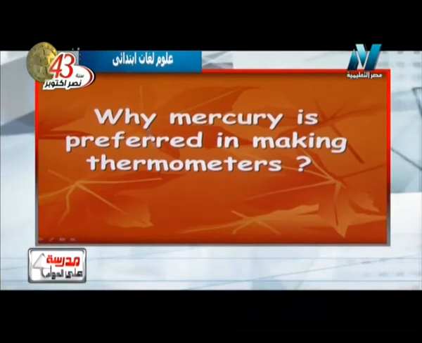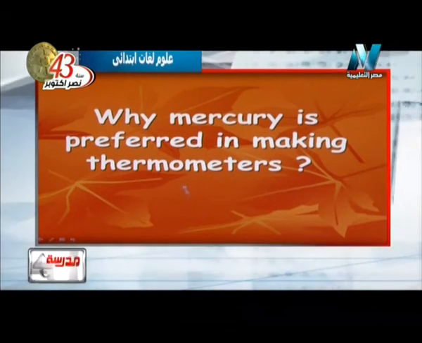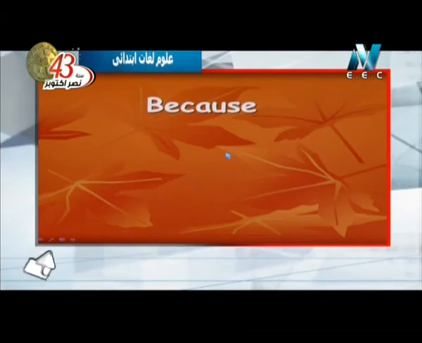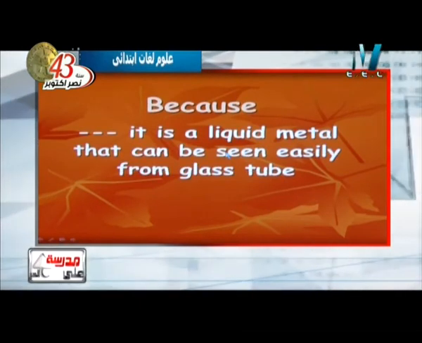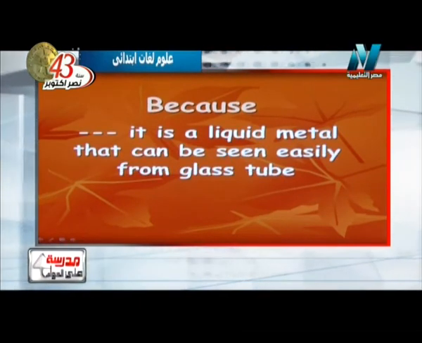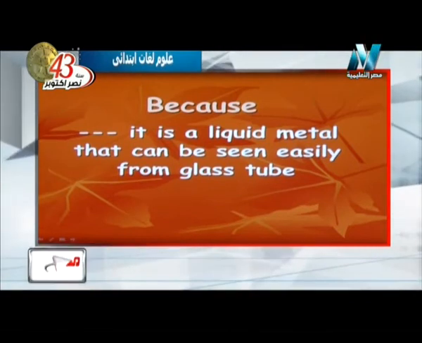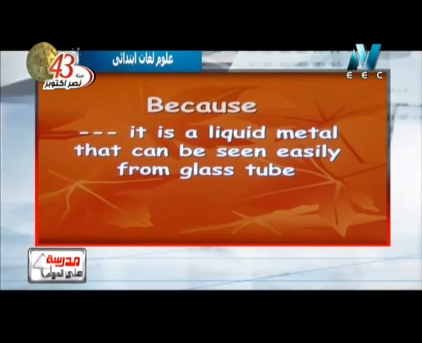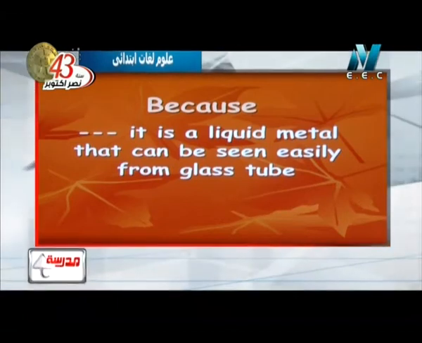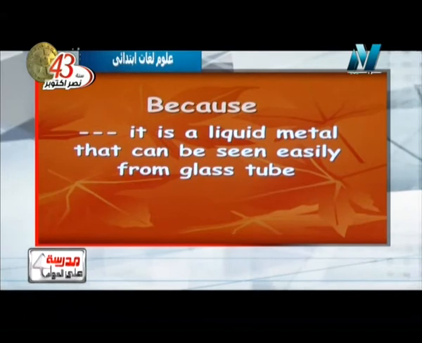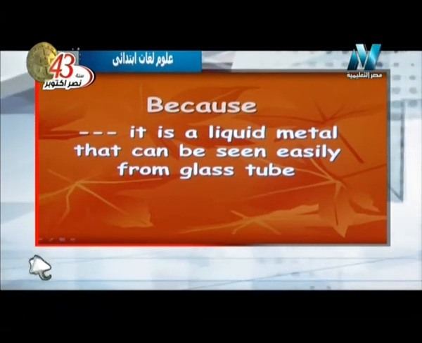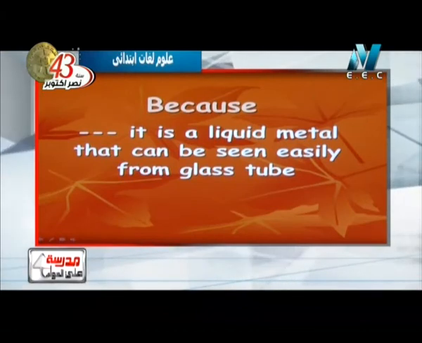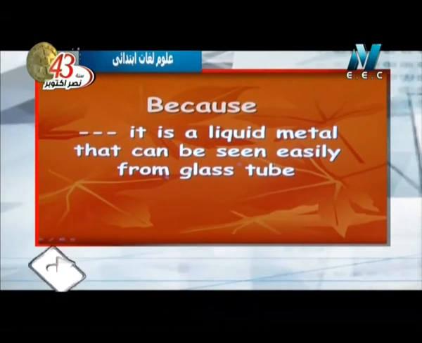In this question, I have not only one reason but 4 reasons. Number 1, it's a liquid metal that can be seen easily through the glass tube. Again, why is mercury preferred in making the thermometer? Because it's a liquid metal that can be seen easily through the glass tube.